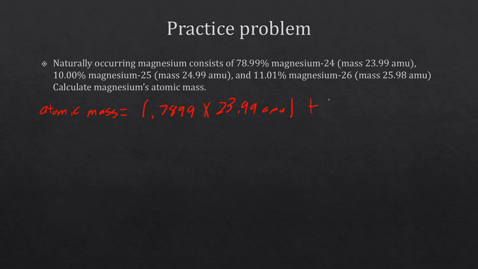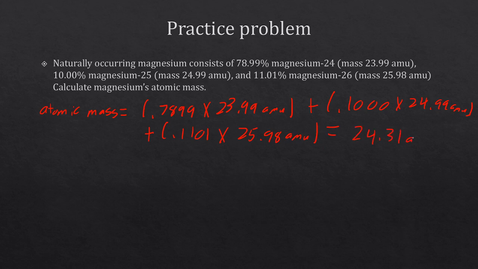We're going to add to that 10%, or 0.1000, which has a mass of 24.99 AMUs. And then finally, our third one is 0.1101, and it has a mass of 25.98 AMUs. If you multiply all those together and add them up, you will get that this has a mass of 24.31 AMUs.